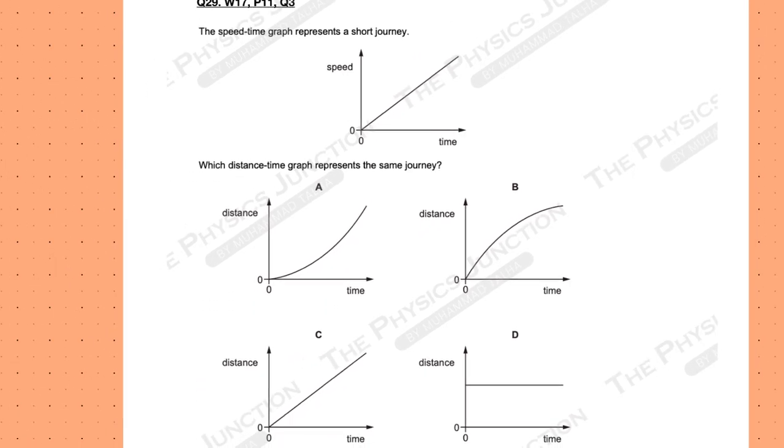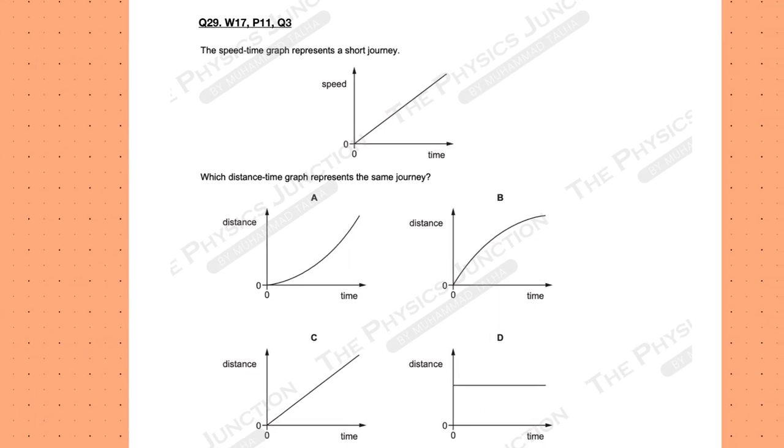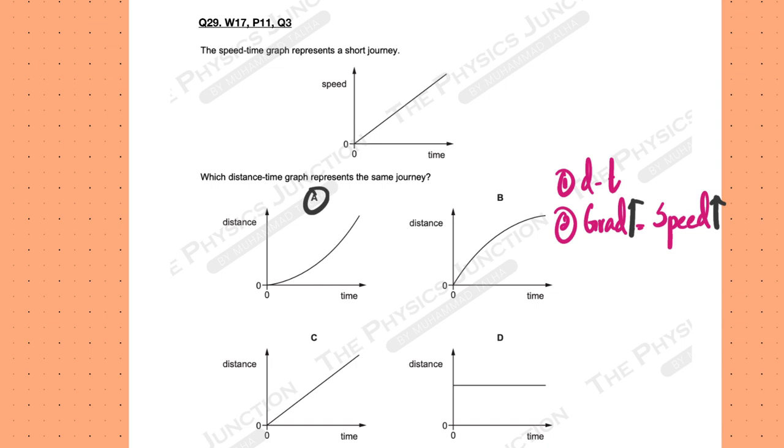Alright, so we've done a question something like this, if not exactly this. The speed time graph represents a short journey, which distance time graph represents the same journey? So you just use this, that since you have distance time graphs to select here, and the gradient is speed. If you look at the graph above, speed is increasing, hence the gradient should increase. So this must be a curve which is getting steeper, hence it's A.